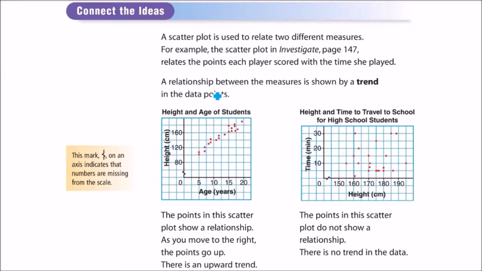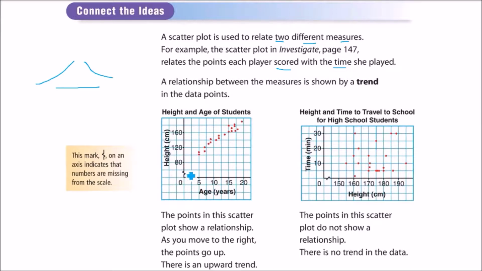So what is a scatter plot? Let us investigate it again. A scatter plot is used to relate two different measures. What we observed in the previous discussion was each player's number of points scored and the time she played. The relationship between the measures is shown by a trend in these points. What is the trend? Whether the trend is like this, like this, or like this, it shows it all.